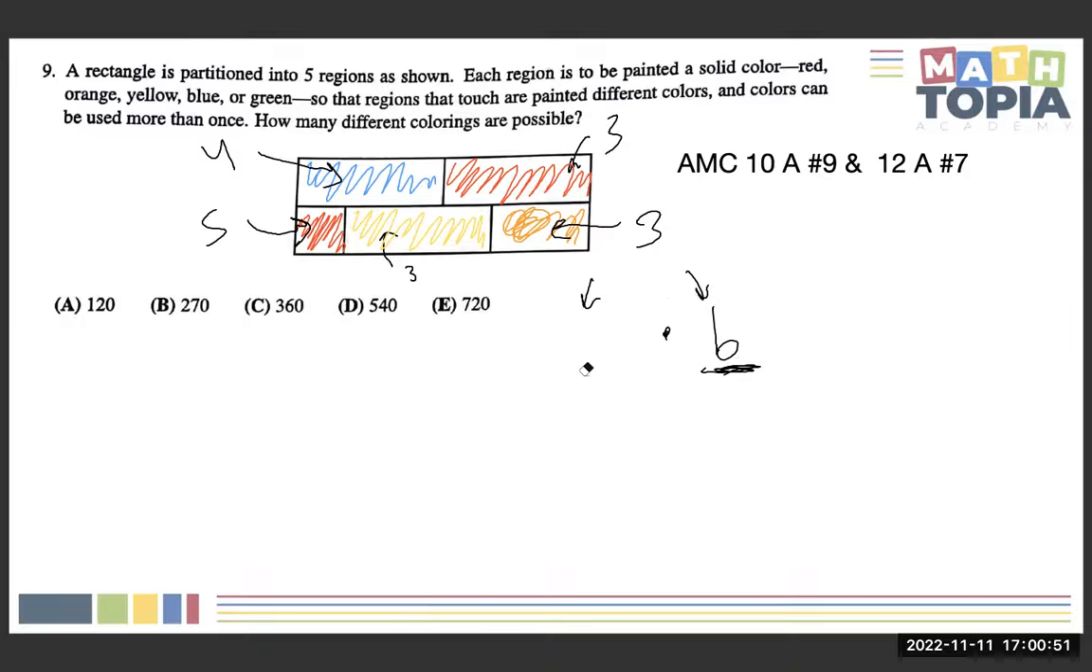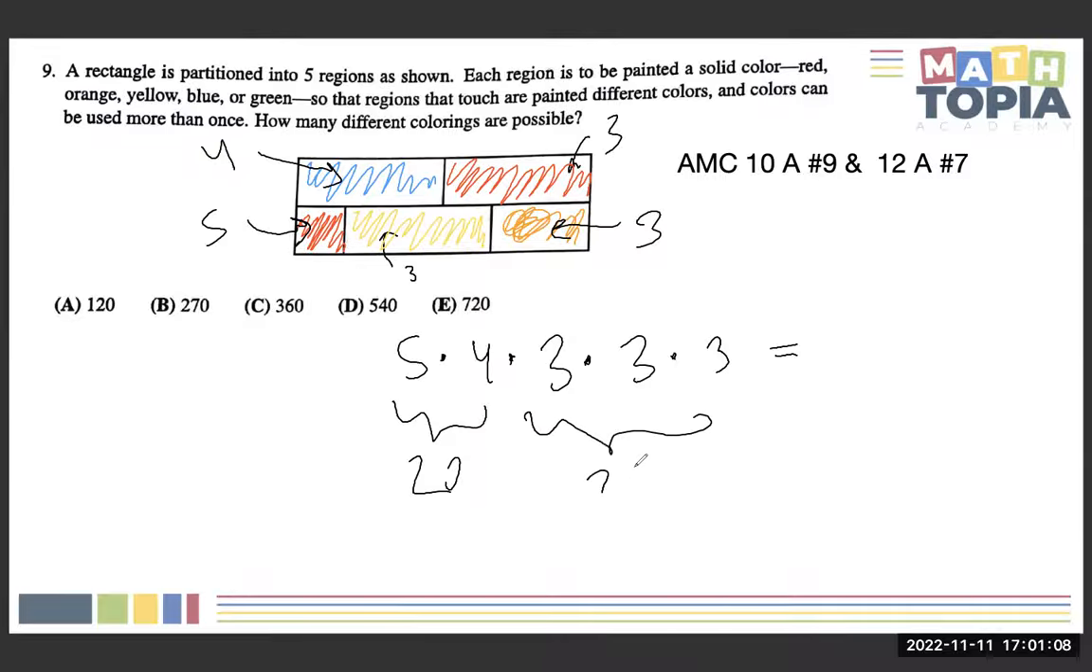And this applies to more than just 2. In this case, we're going to use it with 5 numbers, right? So basically, there's 5 ways to color the first box, 4 ways to color the second box, 3 ways to color the third box, 3 ways to color the fourth box, and 3 ways to color the fifth box. So that would give us a final answer of, well, this is 20, this is 27. Our final answer will be 540.